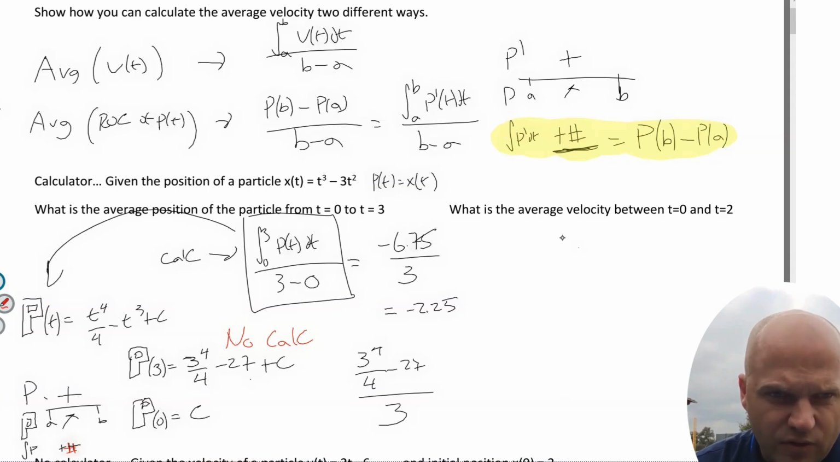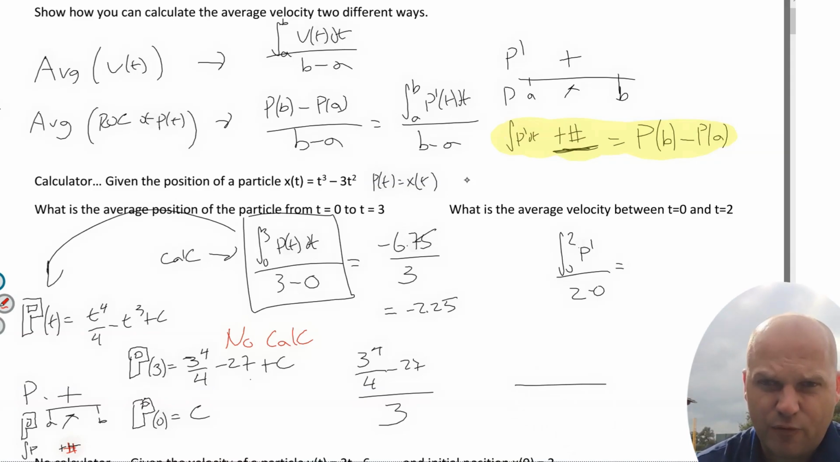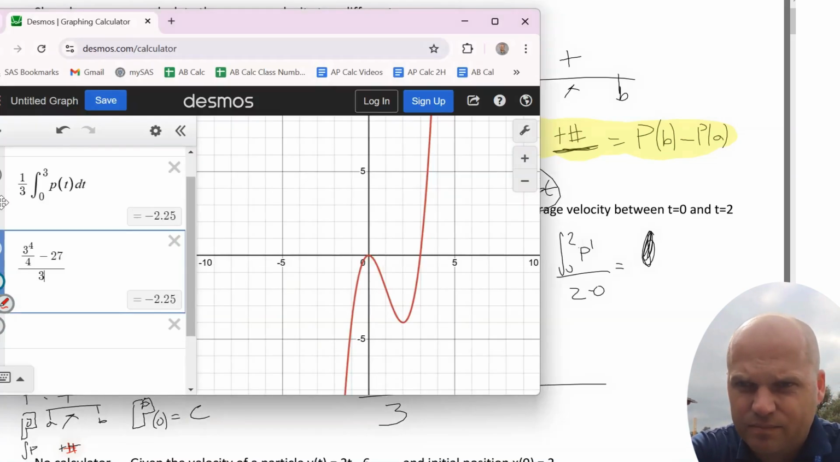Cool. If I want to find the average velocity from 0 to 2, I can add up all my velocities and divide it over my interval. But I understand that, and if I had a calculator, boom, this is what I would do. I would find my velocity equation, 3t squared minus 6t. Cool. And I would just plug that in. It's very important that I'm going to plug that into my calculator.